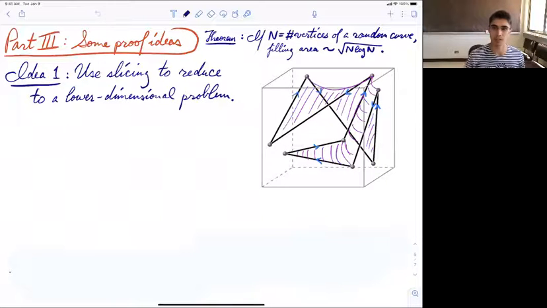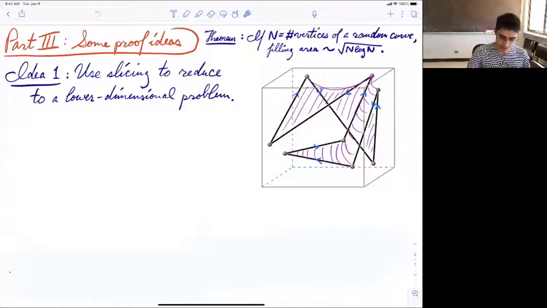So in the last installment, I told you in some detail about the statement of this theorem, that if you take a random curve of this sort on n vertices, then the area of the most efficient oriented surface to fill it is on the order of square root of n log n. And now I want to give some rather vague ideas of how you might go about proving this theorem.